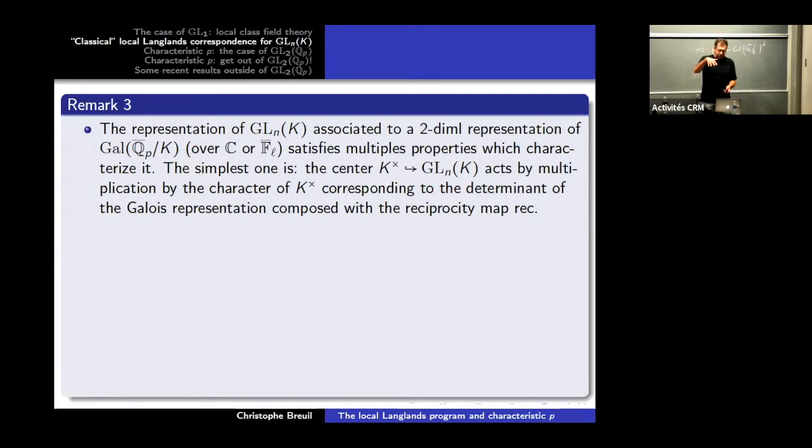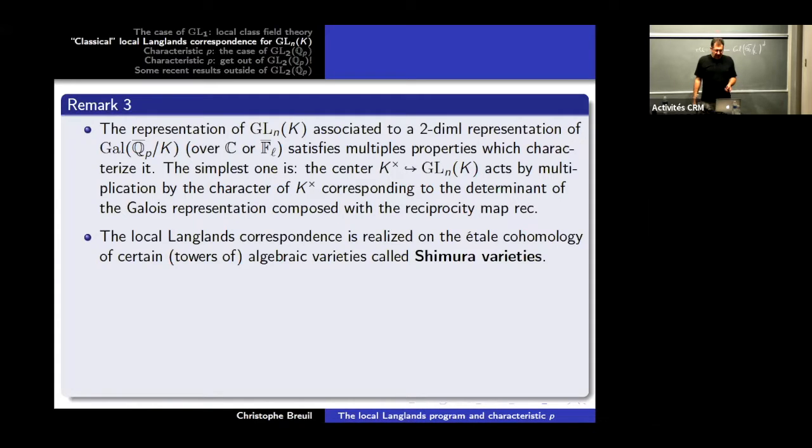So the n-dimensional representation has a determinant. It gives you a character from the Galois group to F_L bar cross. You compose this with K cross, and this gives you the action of all elements of K cross on the GLN of K side. Of course, now you have the action of all the other elements in GLN of K, which is far more complicated. But this is one of the many properties.